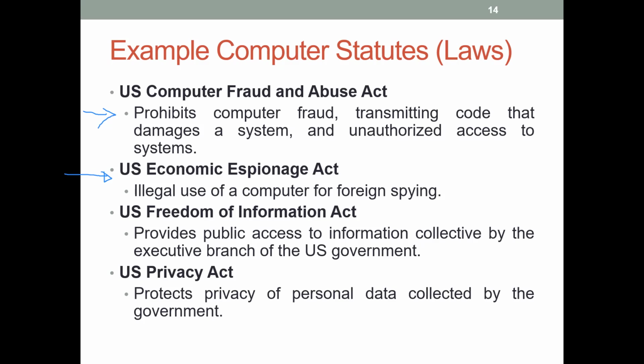Okay, what is the first one? United States Computer Fraud and Abuse Act, right? It prohibits computer fraud, transmitting code that damages systems, or unauthorized access to systems, right? United States Economic Espionage Act, right? Illegal use of computers for foreign spying. To spy for some other country, you can use these laws, right? US Freedom of Information Act, US Privacy Acts, right? So these are some of the examples. Just you can read those things.